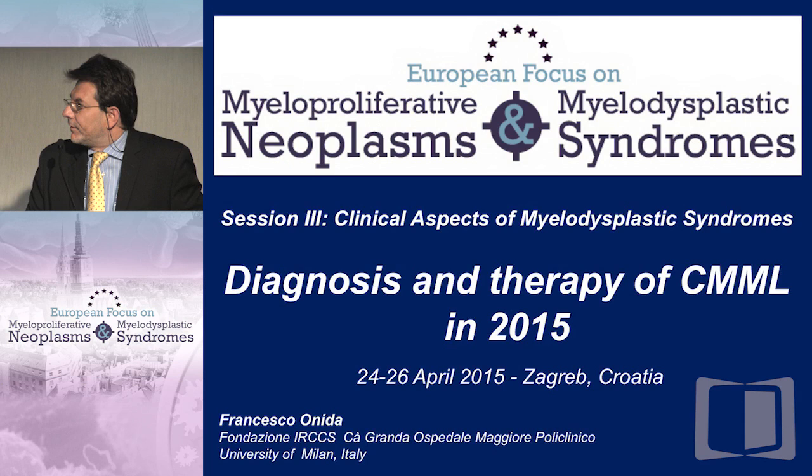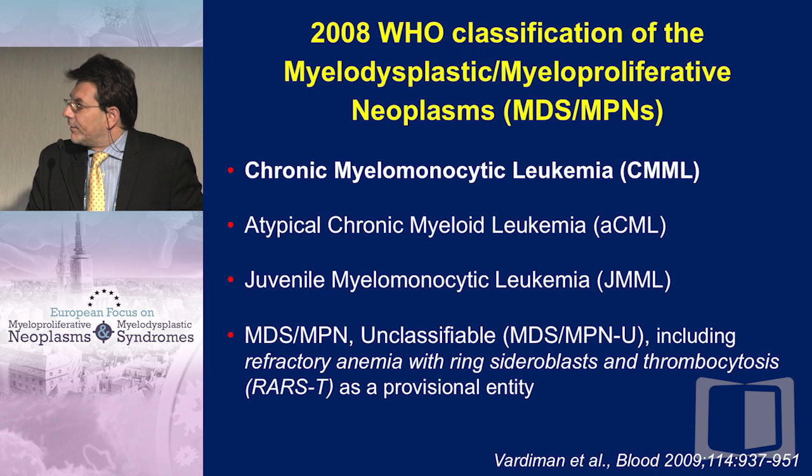So in the next 20 minutes or so, I'm going to talk about the CMML topic. As you know, since the creation of this new nosological entity called overlap syndromes, MDS/MPN, which happened a few years ago in 2001 and was refined in 2008, among the malignancies included in this category, chronic myelomonocytic leukemia, CMML, is by far the most frequent disease.